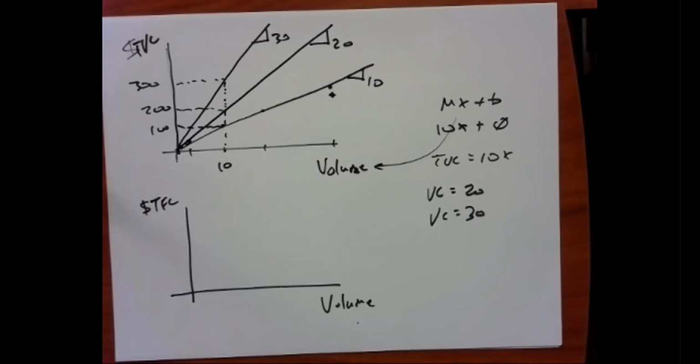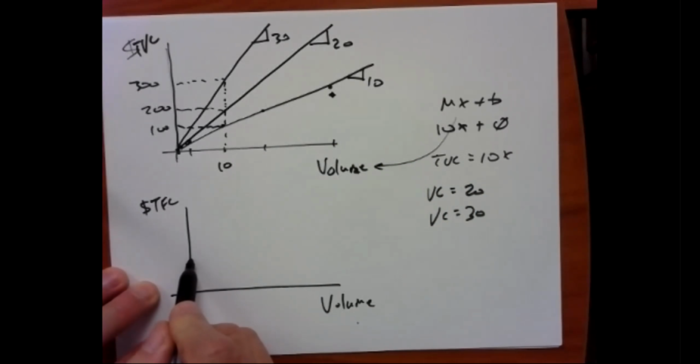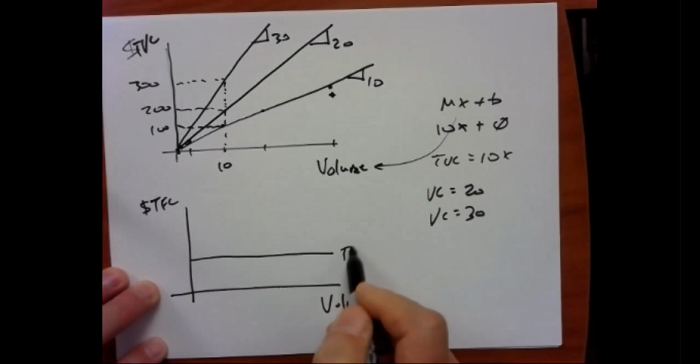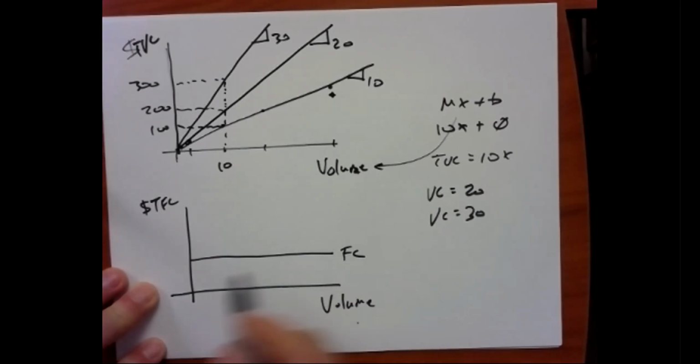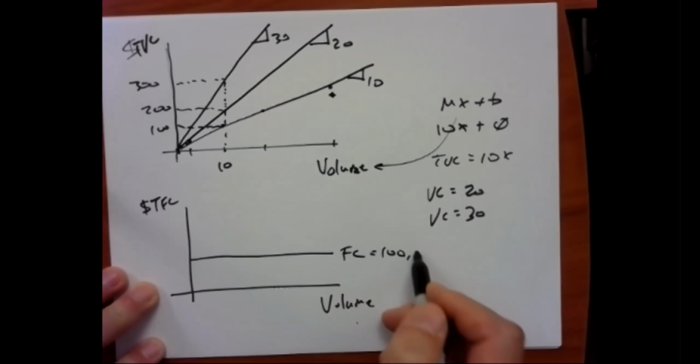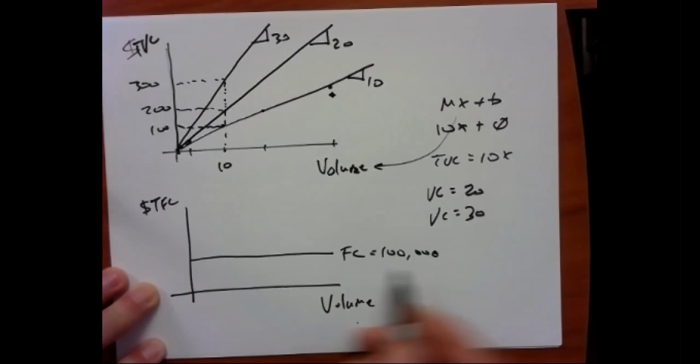So if I just want to graph, okay, Emma says a straight line. Okay, Emma, but this is a straight line too. So when you say straight line, what do you mean? Horizontal, good. It's going to be a horizontal line. And it's going to equal $100,000, right?